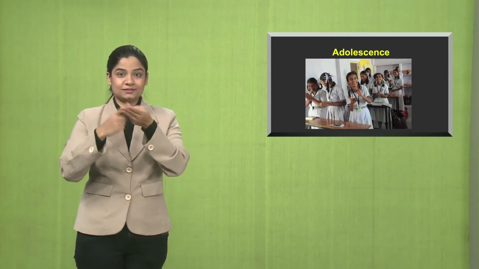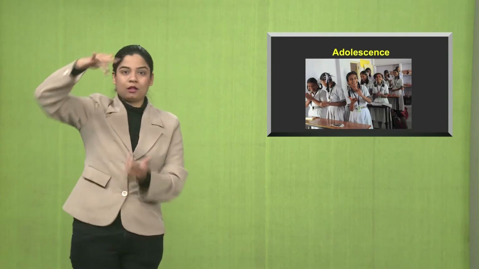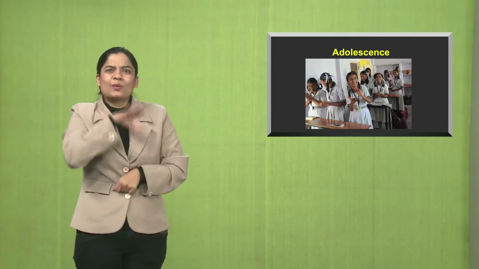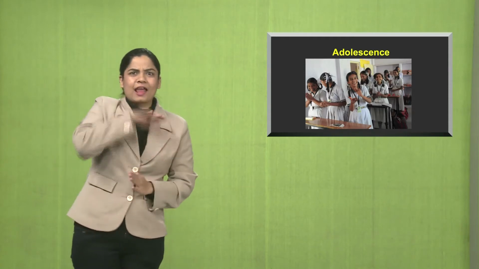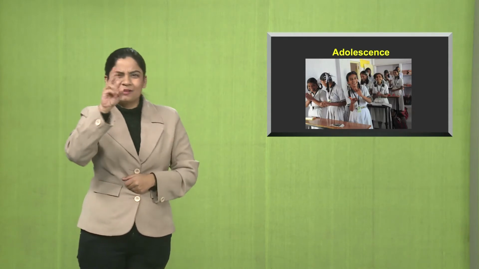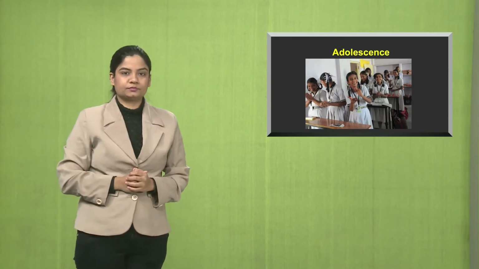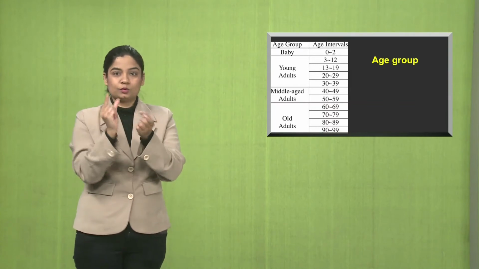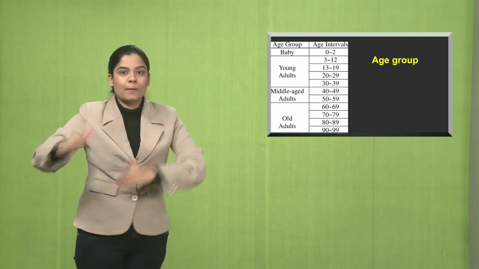Adolescence. Adolescence means someone who is in the middle age. As you can see in the picture, some people are in the middle age, starting from 11 to 18 years old. These are neither in childhood nor in adulthood, maybe starting from class 8 are adolescents. Age group. It means people of different ages together. Children, young adults, middle-aged, old-aged, etc.